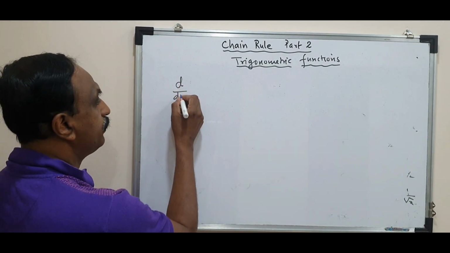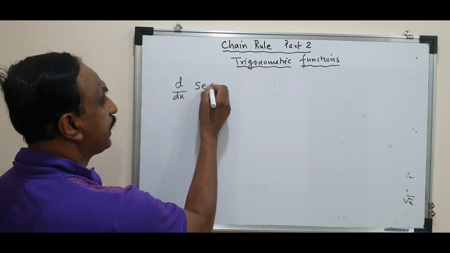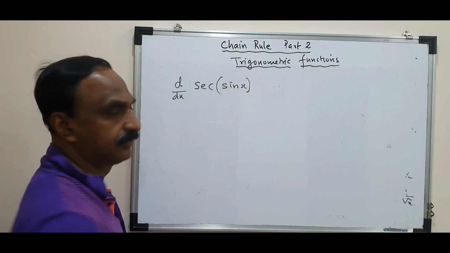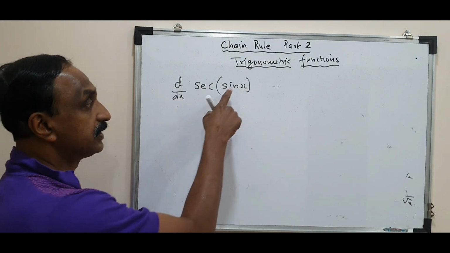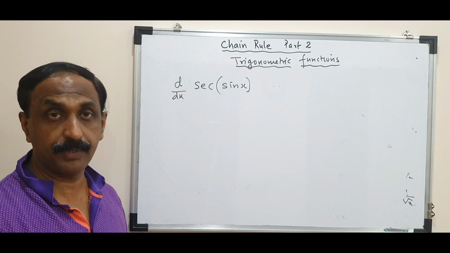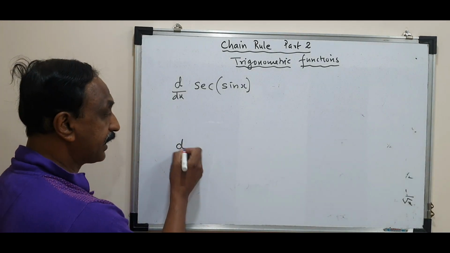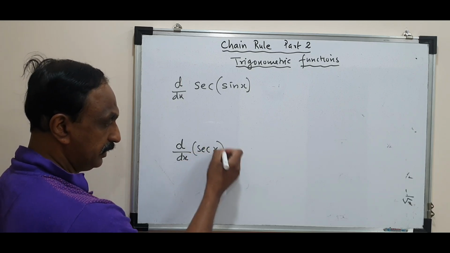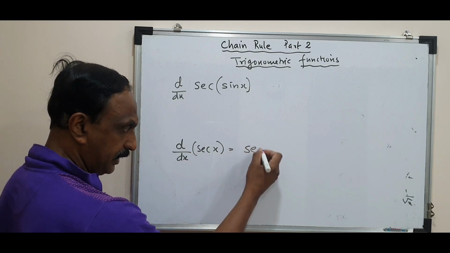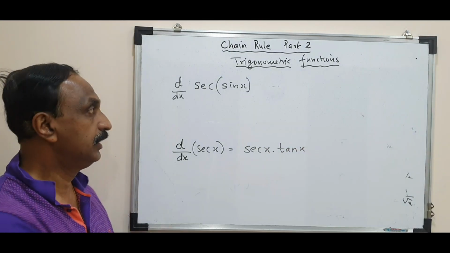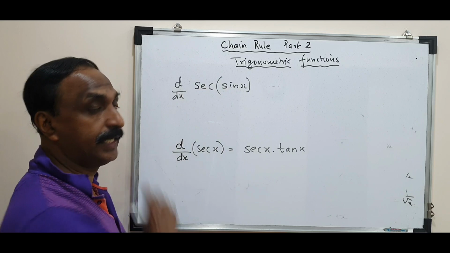D by dx of sec of sin x. What is the angle part here? Sin x is the angle part. So the angle part can be any function. What is the derivative of sec x? Sec x derivative is sec x into tan x. That is the formula for the derivative of sec x. So what will be the derivative of sec of sin x?